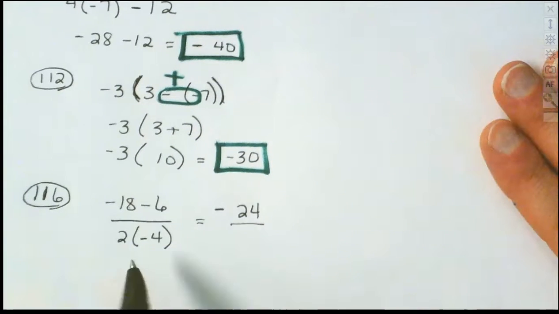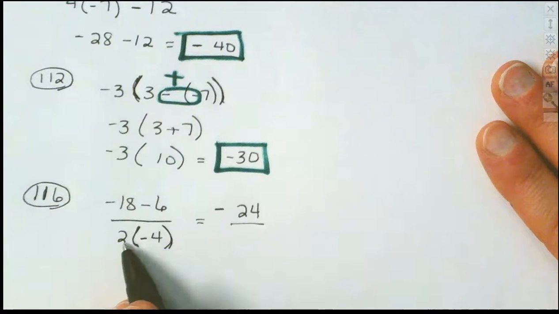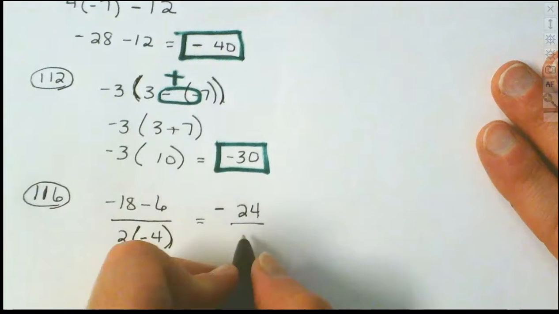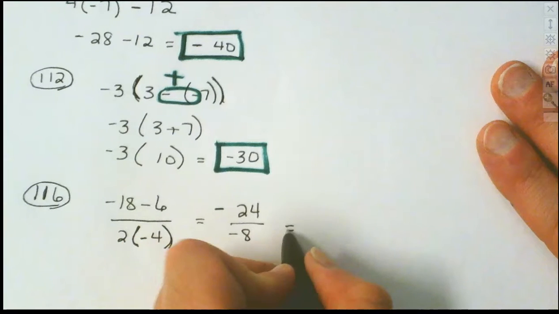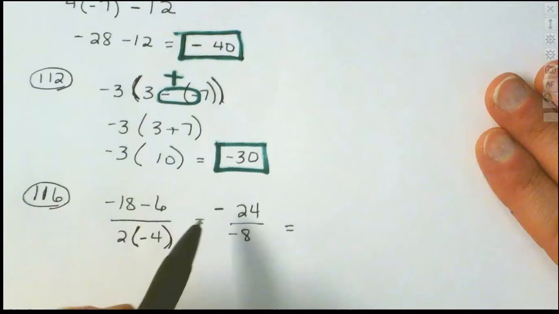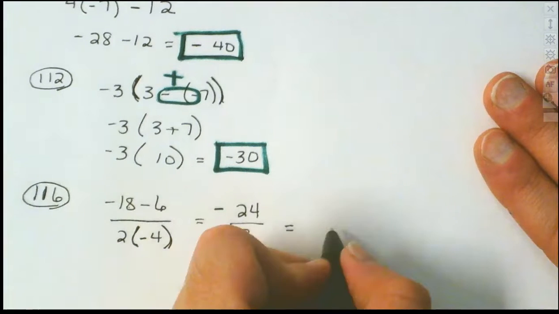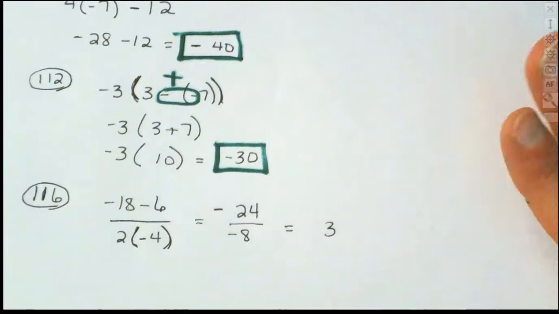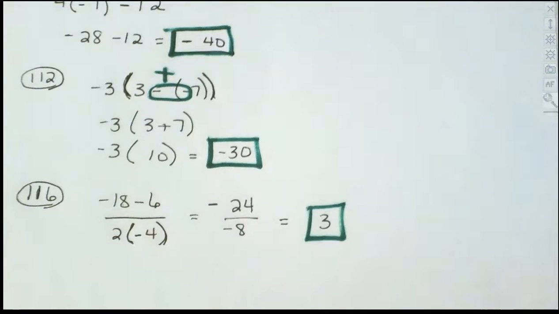What about down below? We've got multiplication down below. 2 times a -4. Well, that stays at negative, and that's going to be a -8. Now we can finish it because a negative divided by a negative makes it a positive. 24 divided by 8 makes it a 3. So my answer on this one would be a positive 3.